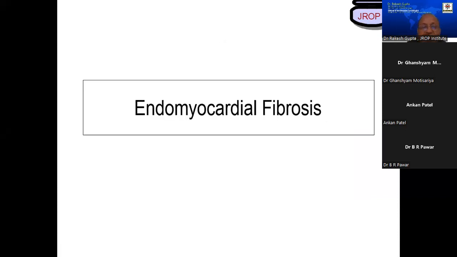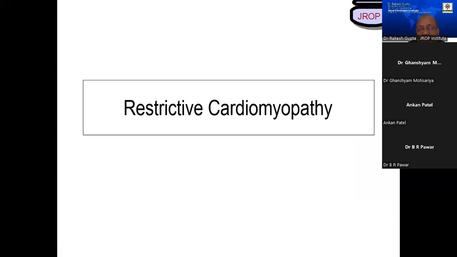So the features are restrictive cardiomyopathy. What are the features of restrictive cardiomyopathy? Normal LV and RV size, dilated RA and LA size, normal LV and RV systolic function by 2-dimensional echo, and there is a feature of elevated LVEDP and RVEDP, also by echocardiography. LVEDP I could show you over here.